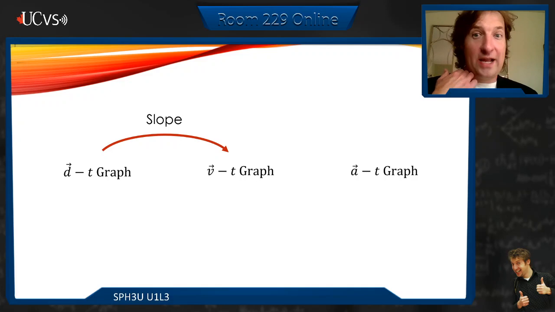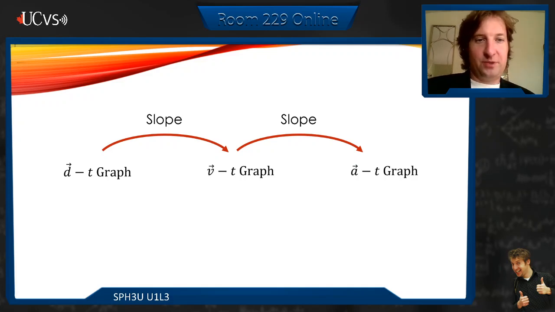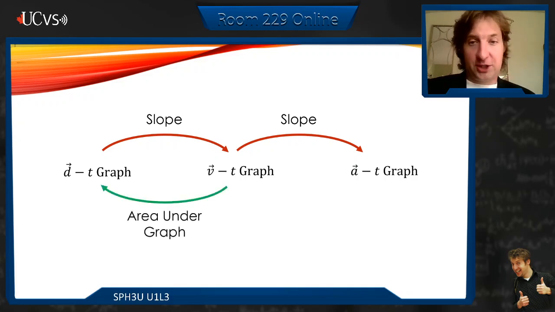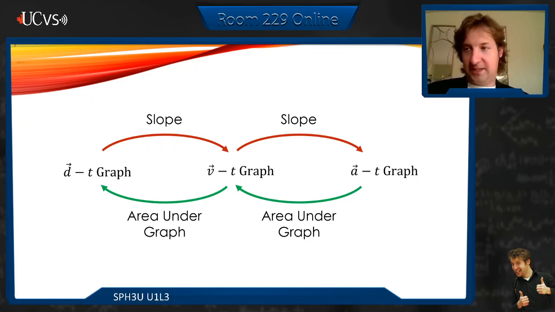And also, if I wanted to go to an a-t graph, the acceleration of a velocity-time graph is going to be the slope of that v-t graph. So when we're going towards rates of change, it's always slopes. But if we're going in the opposite direction, it's going to be areas under the graph. Hopefully that makes sense, and hopefully you can use this little picture to help you remember which way you have to go.